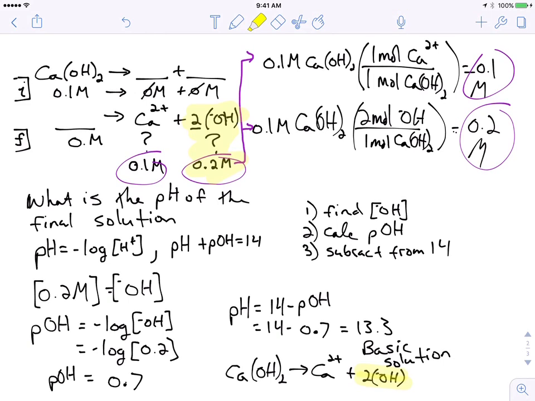This is an excellent question. I really like to ask these questions on quizzes and tests because they apply a lot of different aspects. It uses a little bit of stoichiometry, initial and final concentrations, some pH and pOH. Hint, hint, you have a quiz on Thursday.